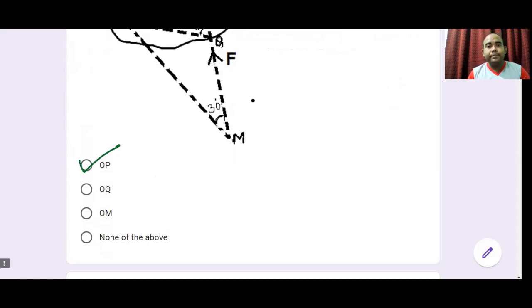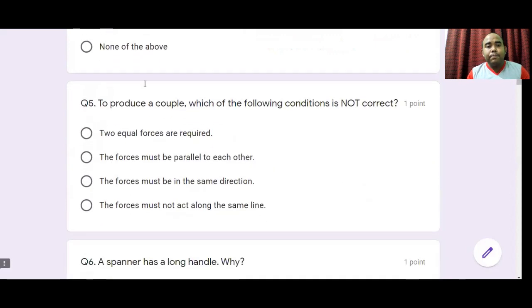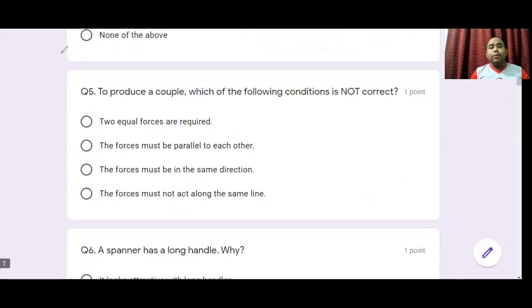Moving further, to produce a couple, which of the following conditions is not correct? तो इस क्वेश्चन को करने के लिए you should know what is the meaning of couple. So couple का जो definition है ये बहुत important है. Previous years boards में भी direct question आया है, define couple.